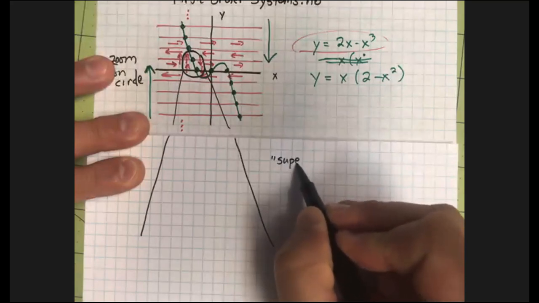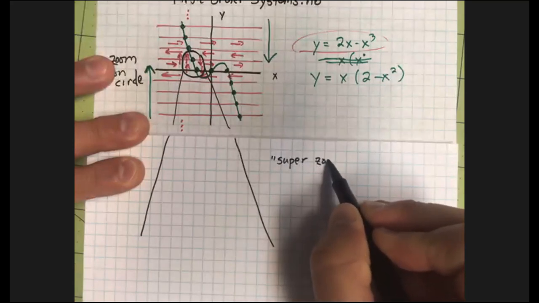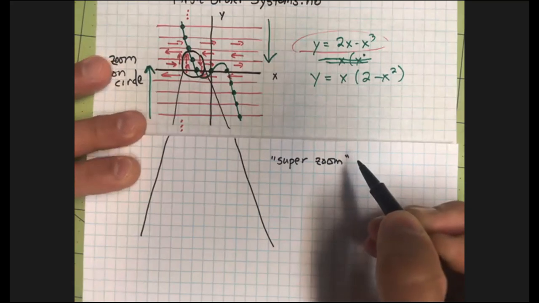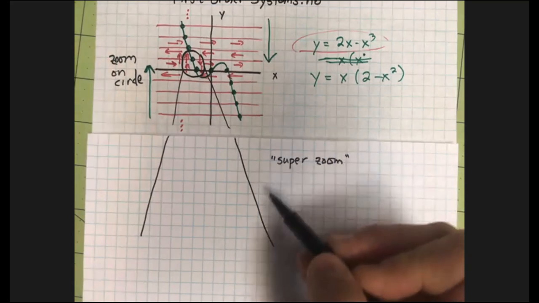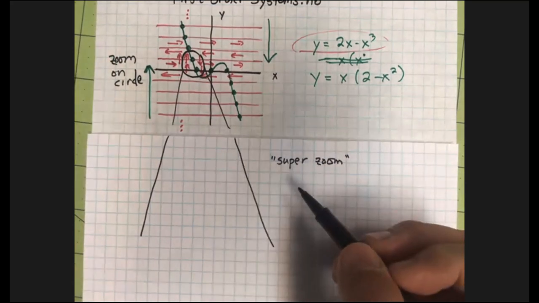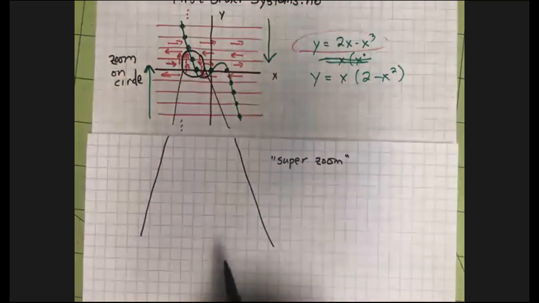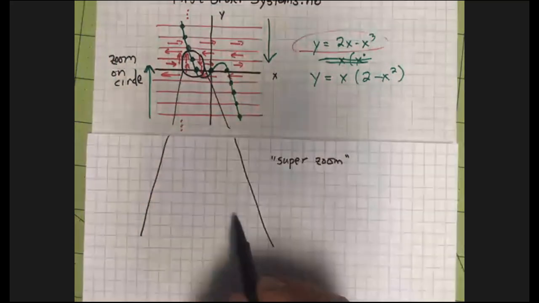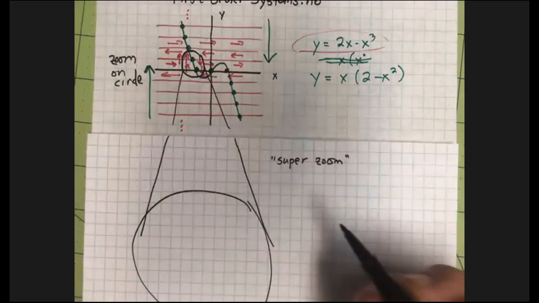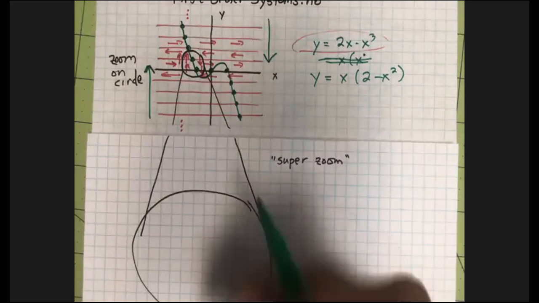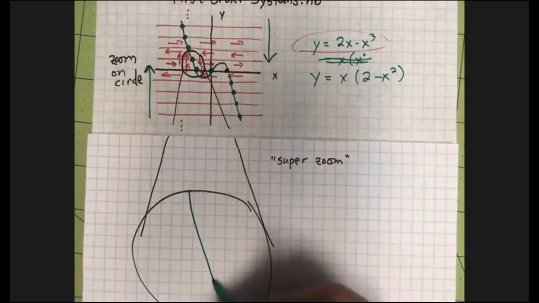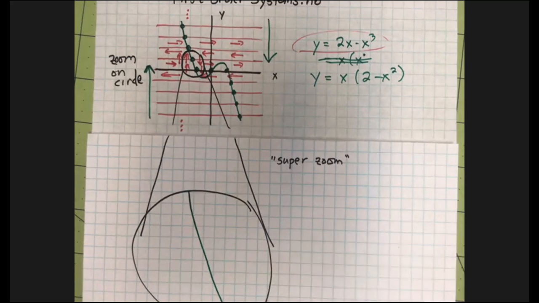Super zoom. By the way, I could do super zoom with mathematics and technology, but that would take a little bit of time working too. So let's take this circle, draw it big, big, big. Let's take that green line coming through it. Let's take those red bands.